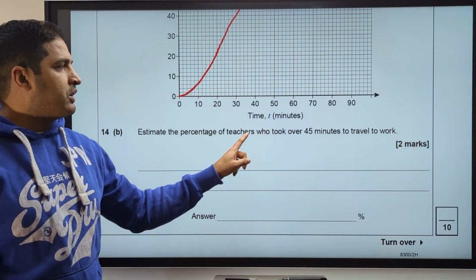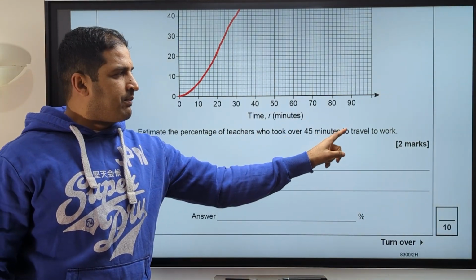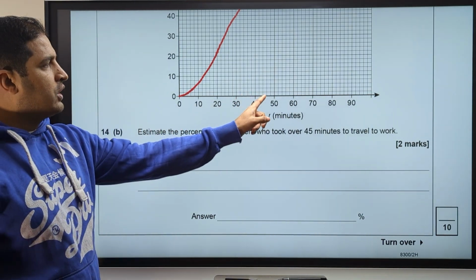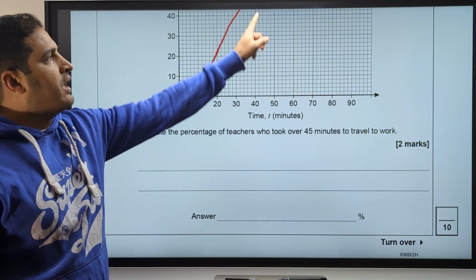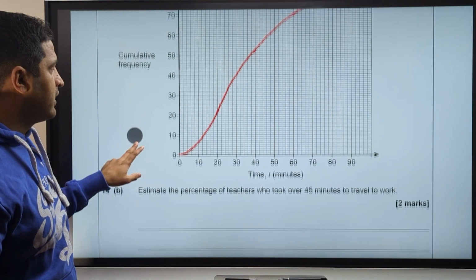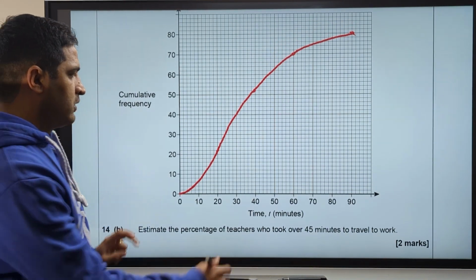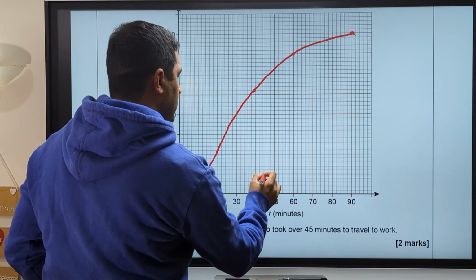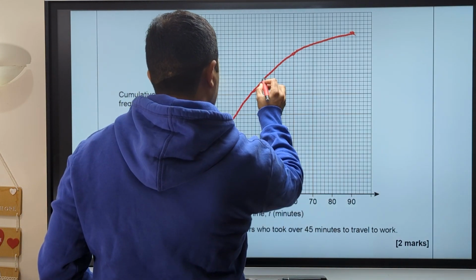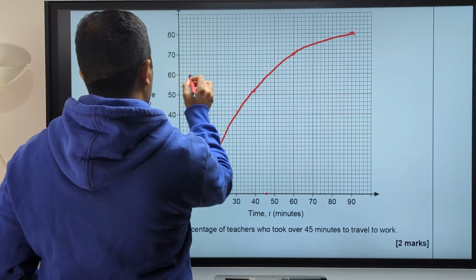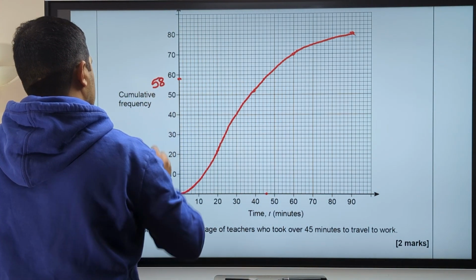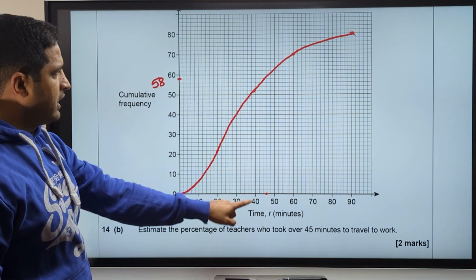Estimate the percentage of the teachers who took over 45 minutes to travel to work. Okay, over 45 minutes. So we're going to draw the line where it says 45 all the way to the curve and then read it across. So we're doing this line here. Again, you use a ruler to draw the line. I'm going to be looking at there and then read it across. So we got 58. 58 is what it reads at 45.